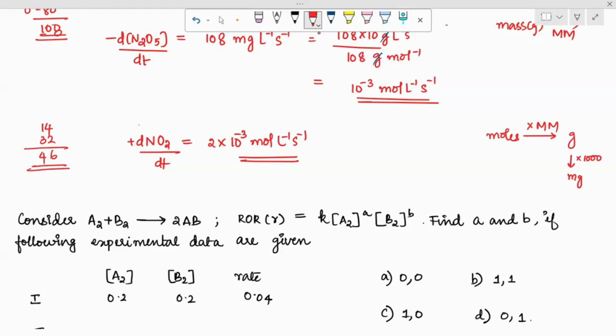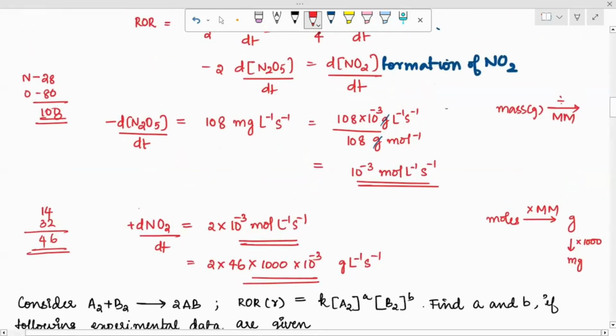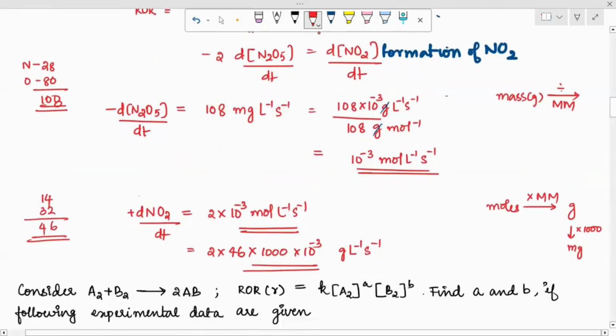So to convert, you will multiply this with the molecular mass, which is 46, into 1000 to convert grams to mg. Already there is 10 to the power minus 3. And after conversion, instead of getting moles, you will get grams per liter per second. It's just the reverse of what we did over here.